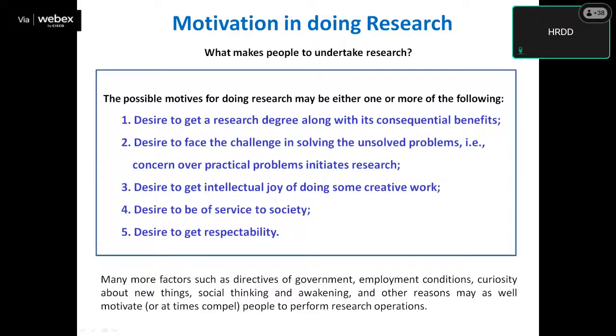So this is what can be service to society. Someone who wants to do societal research can serve the society by doing good research, research whose objective is to have a solution for a national issue.